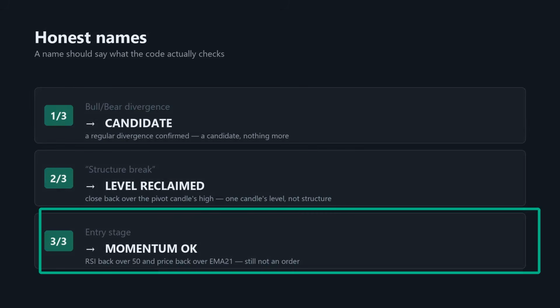3 of 3, momentum. RSI back above 50, price back above the 21 EMA. Notice what these names do not say. They don't say enter. In the validated profile, the ladder narrates how a setup matures. The entry decision belongs to a different layer entirely.